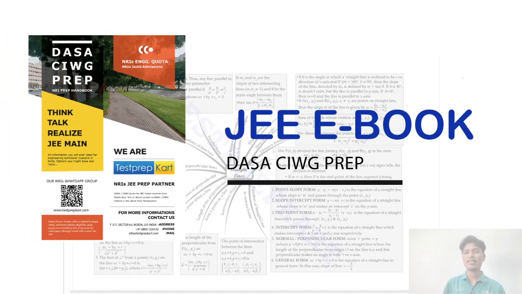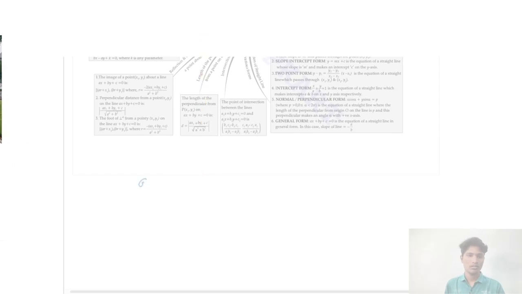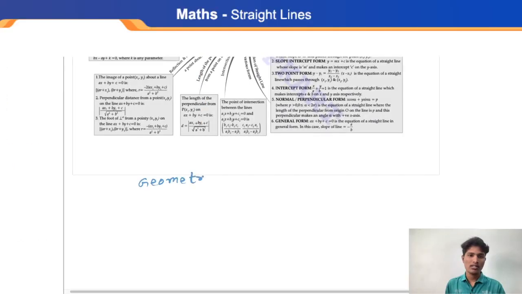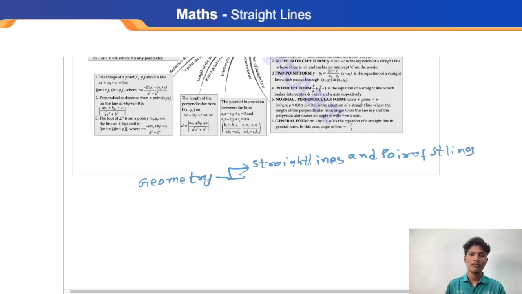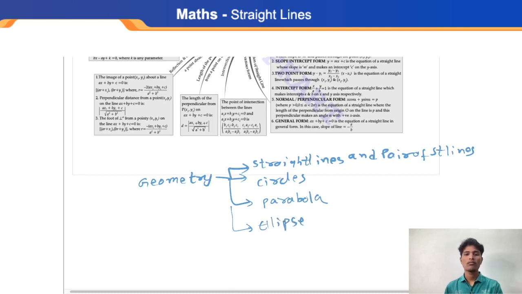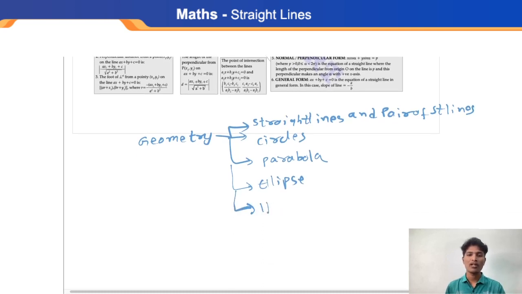Basically, I already explained, this is the geometry portion. In this geometry portion, there are: first, straight lines and pair of straight lines. The second one, circles. Third one, parabola. Fourth one, ellipse. And fifth one, hyperbola.